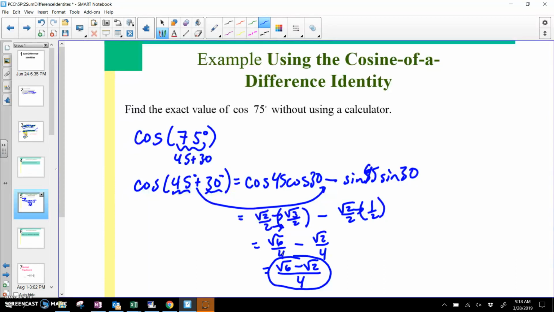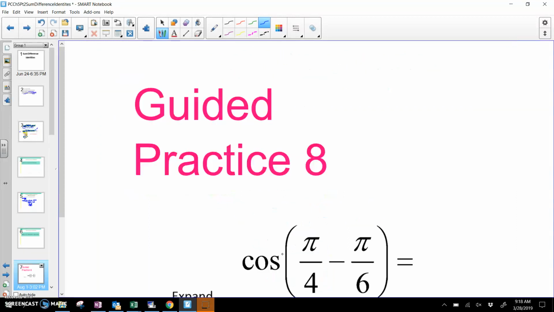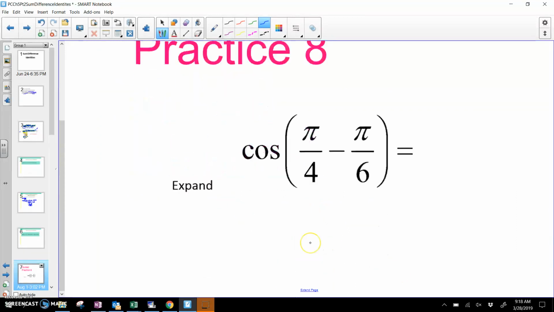Okay, so that's one example of how we can use the cosine of a sum or difference. Okay, we already wrote that down. So I did practice number 8. I want you to pause the video and try that and then come back and check it. Okay, so you should have recognized that it's a cosine of a difference.